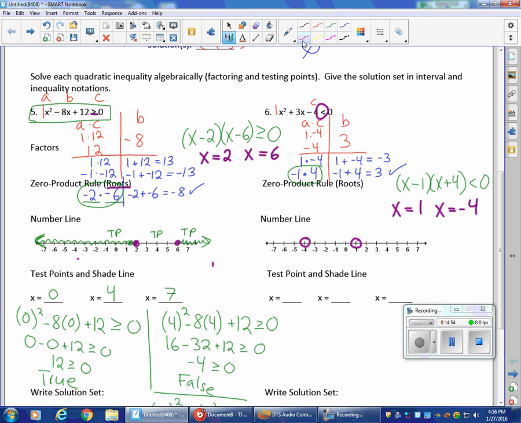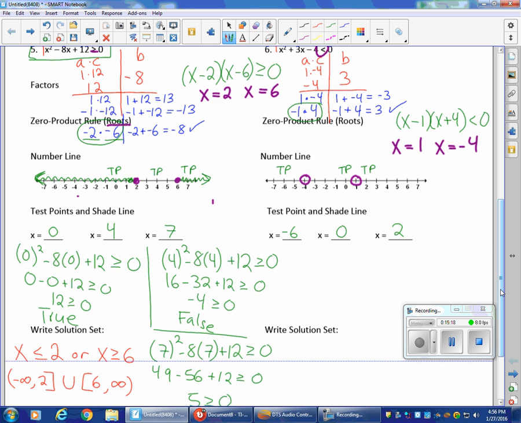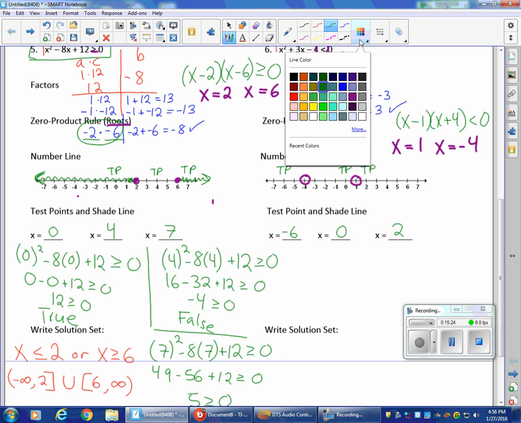Okay, at this point, it's time to take out some test points. Any number over here on the left side is going to work, so I'll take negative 6. Yeah, you could have used negative 5. I like 0 as a test point. It's an easy one to do by hand. And I'll take 2 as a test point. Keep the number small. Okay. What I'm going to do is change colors really quickly.